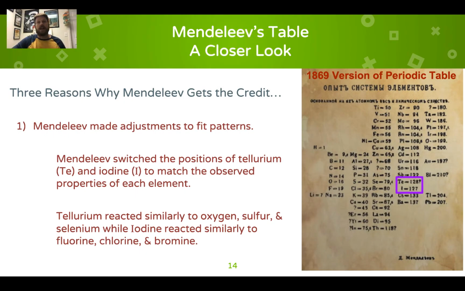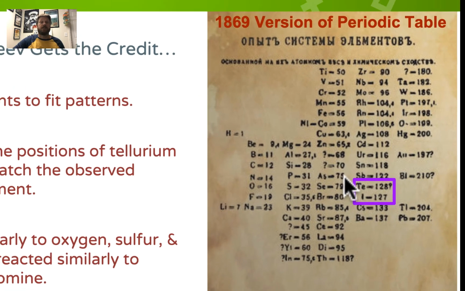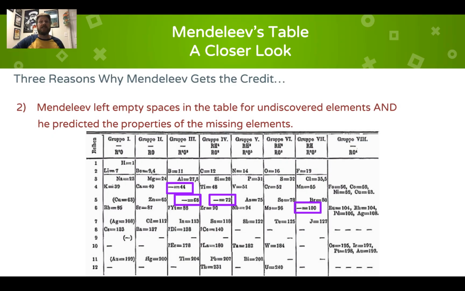All right, back to our question. Why does Mendeleev get most of the credit? There are 3 reasons. First off, he was willing to make adjustments to his table for elements that didn't fit observed patterns. For instance, Mendeleev observed that iodine had similar properties to chlorine, fluorine, and bromine, and that tellurium was more similar to oxygen, sulfur, and selenium. Even though tellurium had a larger atomic weight when compared to iodine, he swapped their positions to fit the observed similarities.